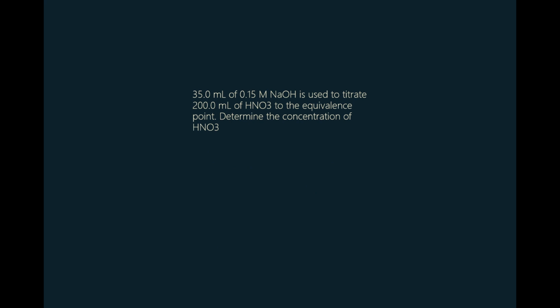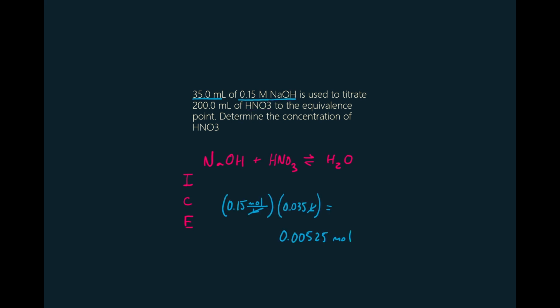35 milliliters of 0.15 molar NaOH is used to titrate 200 milliliters of HNO3 to the equivalence point. Determine the concentration of HNO3. First, we'll set up our equation, and we do our ice table and fill in our values with moles. For NaOH, we'll multiply the molars by the volume to get us our moles. But for HNO3, we only have the volume. What we do know is that it's multiplied by some molar concentration to get us our moles of HNO3.